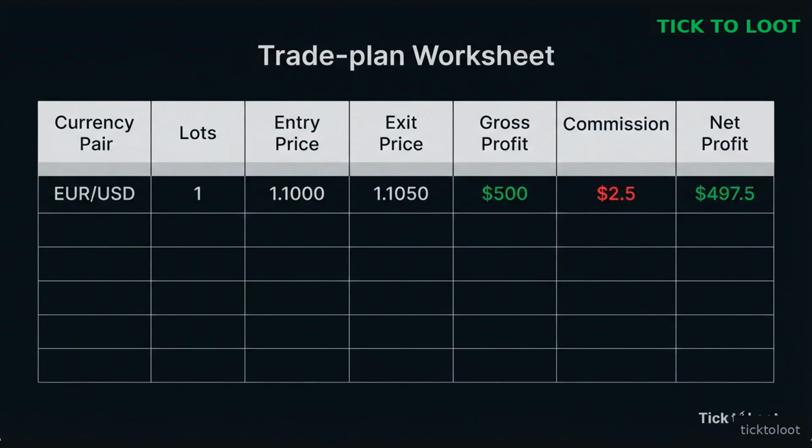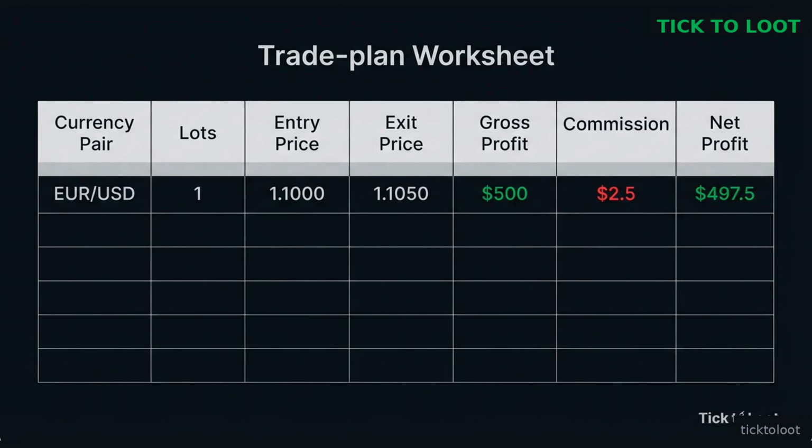In a typical Forex calculator, each pip on a standard lot is worth $10. So your gross profit before any fees would be 50 pips times $10, equaling $500. That's the number you see in the gross profit column. Next, pull the commission figure you recorded earlier. Let's say the broker charges $2.50 per lot. Write $2.50 in the commission column.